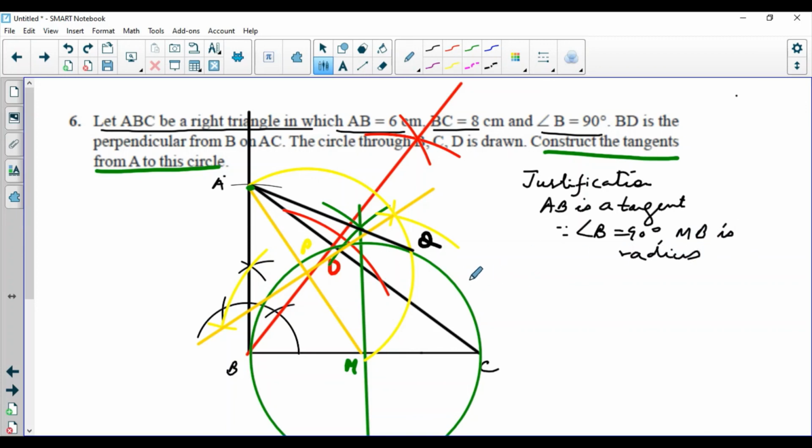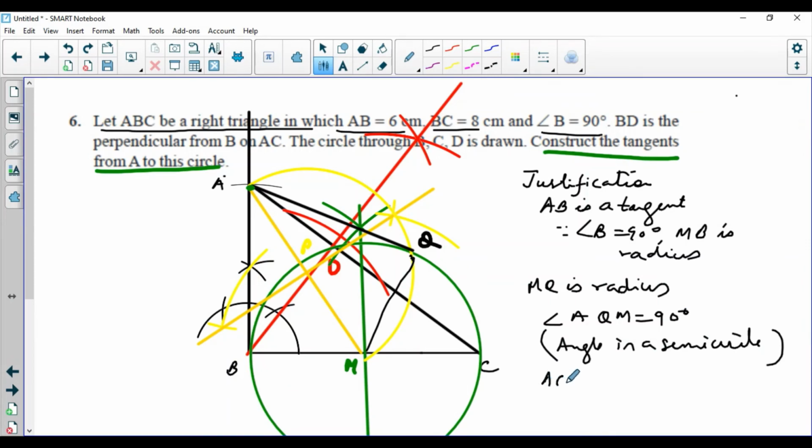That is given already. Now to prove AQ is also a tangent, we can draw MQ, right? So MQ is the radius and angle AQM is 90 degrees, so AQ must be a tangent by the radius-tangent theorem because it is perpendicular. MQ is the radius, so AQ must be a tangent.